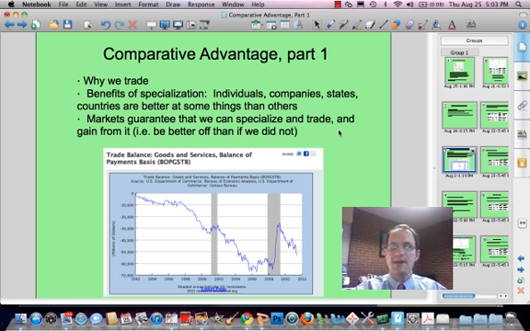First of all, why do we trade? Well, we trade because individuals, companies, states, countries are better at some things than others, and what we don't want to do is try to produce everything and do a mediocre job of it rather than specializing in doing things really, really well. The good news is that markets guarantee that we can specialize and then trade. So find other people, other companies, other states, or other countries that are better at certain things than we are, and where we are better than they, and we can trade, and we all gain from it. Gain from it being defined as being better off than if we did not.